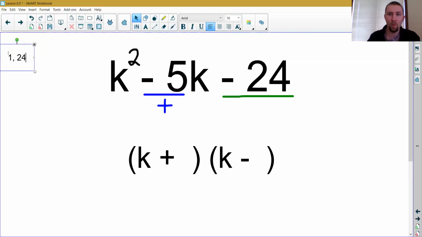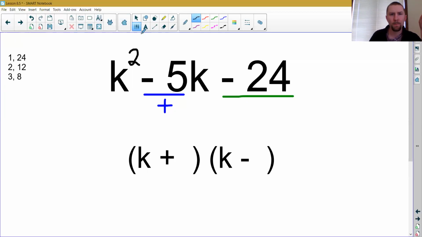Well, 1 times 24 would make 24, but I don't think those are going to add up to 5. 2 times 12 would make 24. But again, I don't think either one of those being negative. Well, if it was negative 12 and positive 2, that would be negative 10. That's not going to work. What if I had 3, right? 3 times 8 could make 24. Well, if I made the 8 negative, because that's the bigger one, negative 8 plus 3, does that equal negative 5?